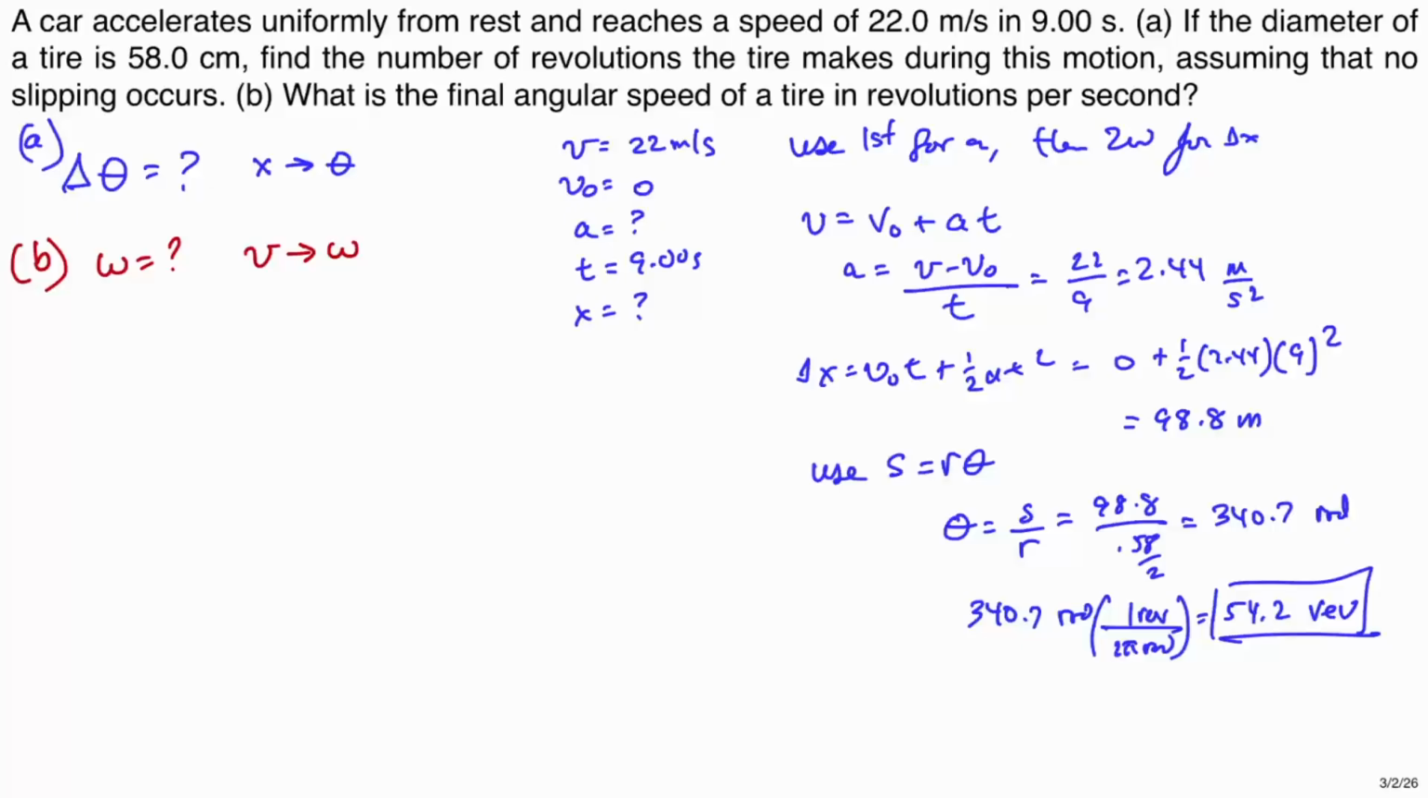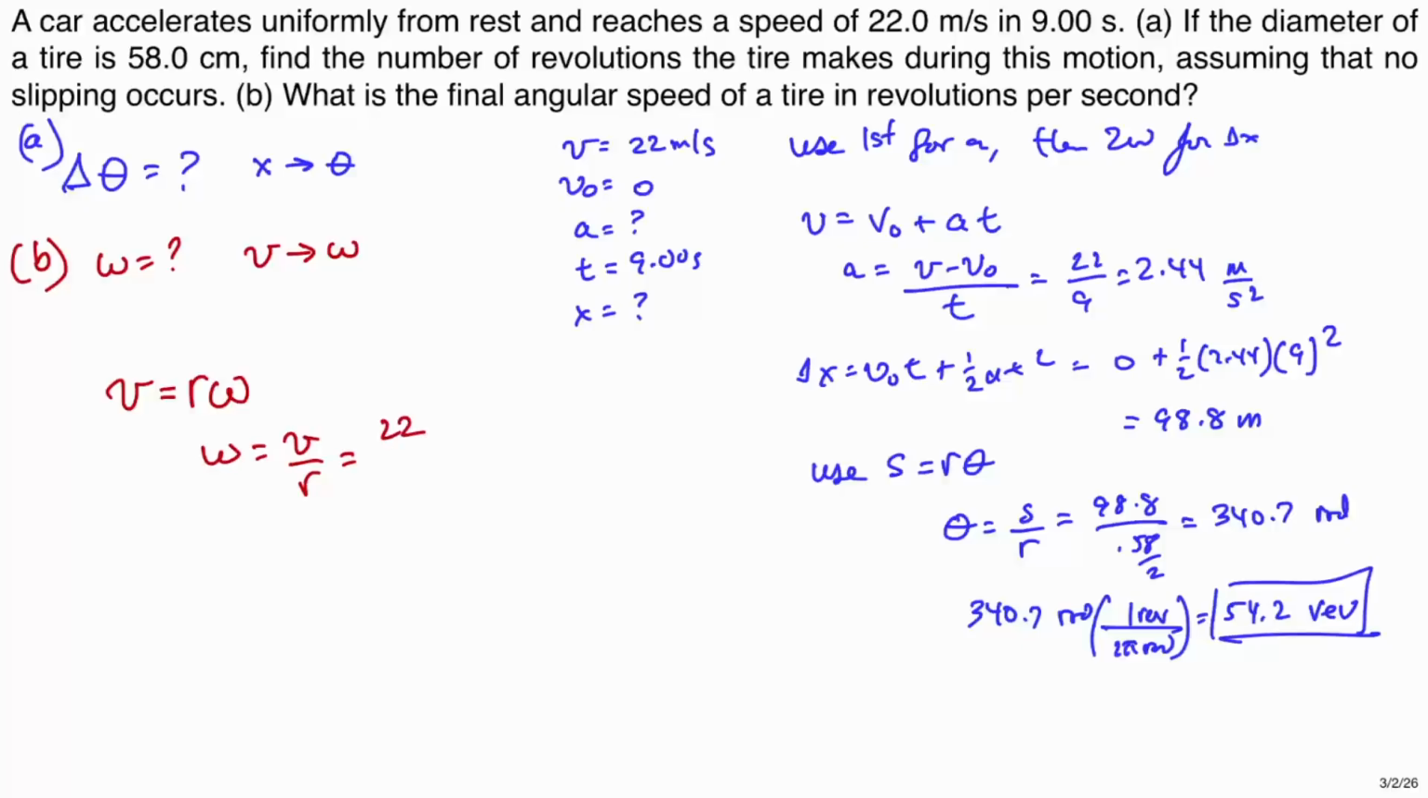All right, B. We want omega in revolutions per second. Well, do we know anything about V? Yeah, V is 22, isn't it? So how do I get from V to omega? Google Translate. It's R omega. So that means omega is going to be V over R.